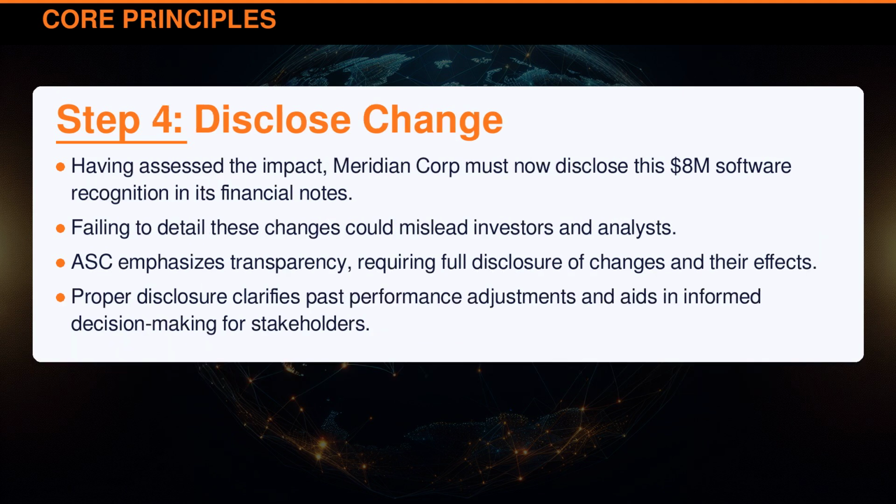Having assessed the impact, Meridian Corporation must now disclose this $8 million software recognition in its financial notes. Failing to detail these changes could mislead investors and analysts. ASC emphasizes transparency, requiring full disclosure of changes and their effects. Proper disclosure clarifies past performance adjustments and aids in informed decision-making for stakeholders.